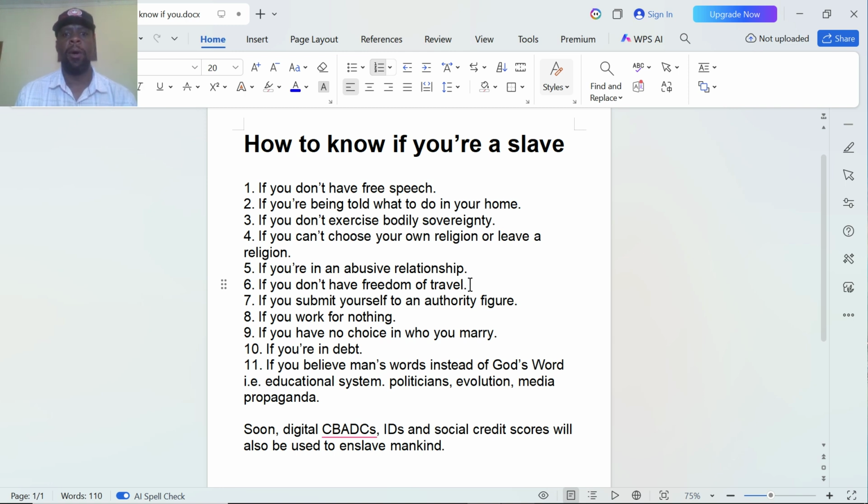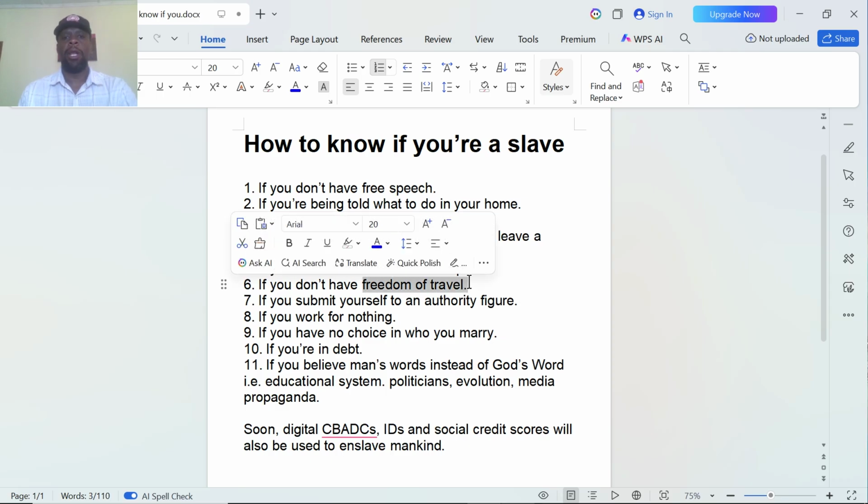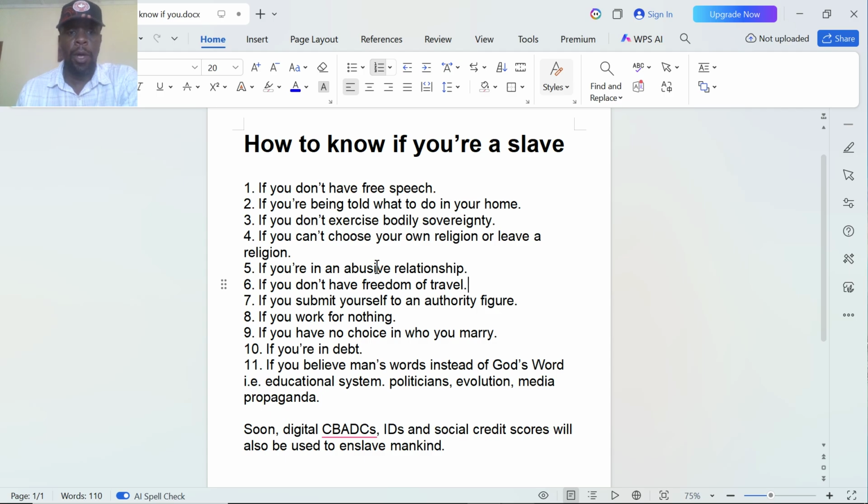So yeah, our freedoms were actually restricted during this pandemic, and they're being restricted now. But just so you know, the freedom to travel comes from God. You are allowed to travel and go wherever you want to go.